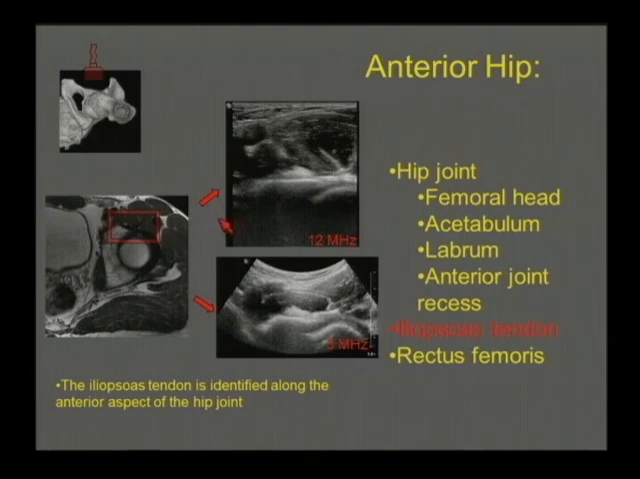You also want to look for the presence of bursitis at this location. This is an example of a normal tendon right up against the bright echogenic surface of the acetabulum posterior to it. If the patient does have bursitis, you'll see fluid that accumulates posterior and often a little bit medial and lateral to the tendon.